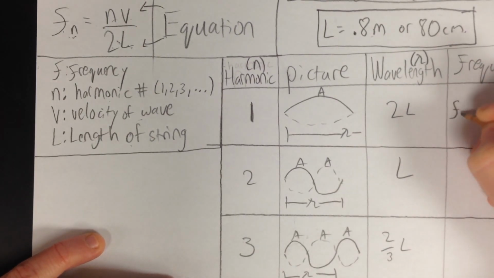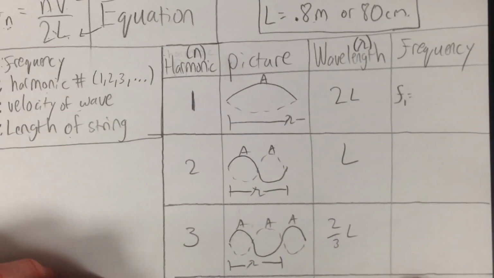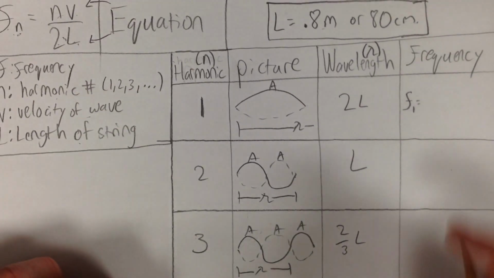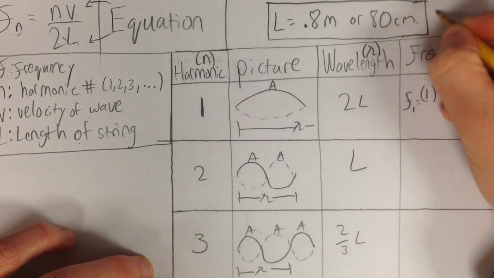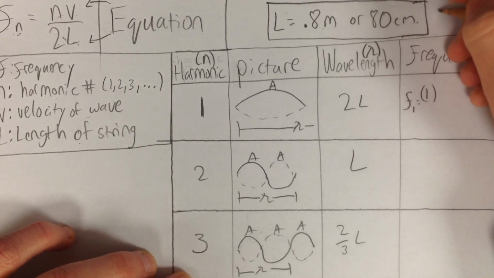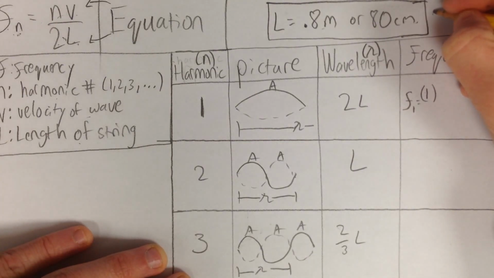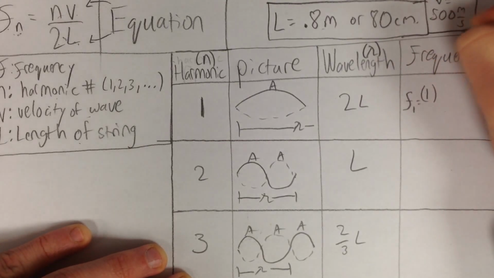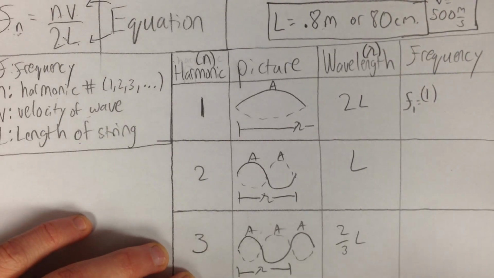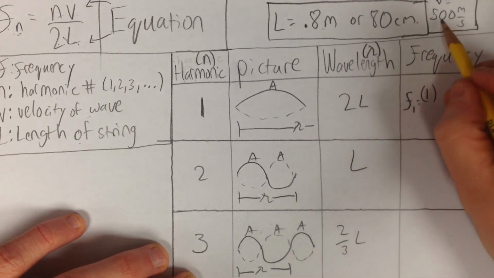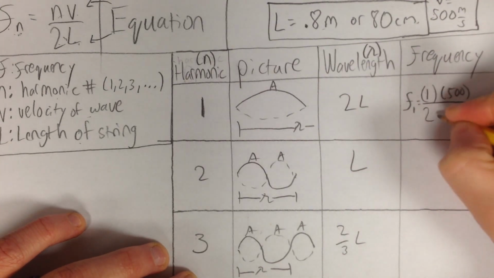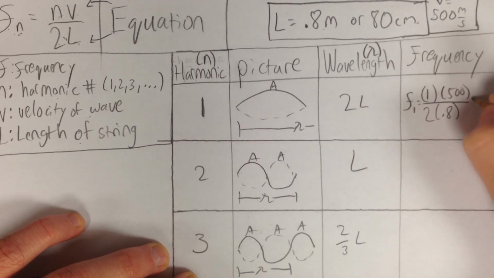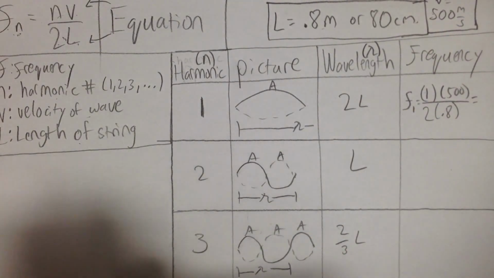So here we're going to write F1, the frequency of the first harmonic, N V over 2 L. What is N? It's the harmonic number. V is the velocity of a wave through a guitar string. We'll go with about, that's pretty fast, so we'll go with about 500 meters per second is our velocity. I'm just going to give that to you as a given. For that medium, a guitar string has about 500 meters per second of speed. Over 2 times 0.8 meters. So what's this come out to?